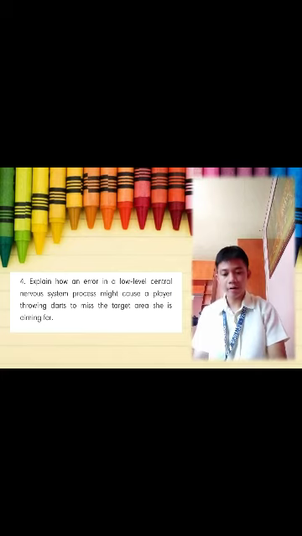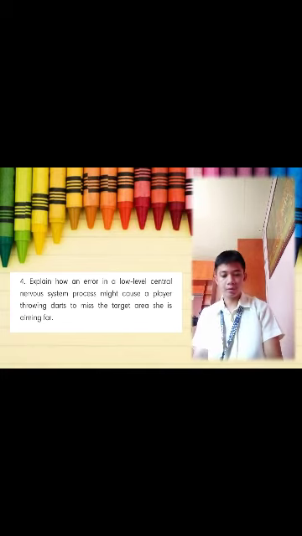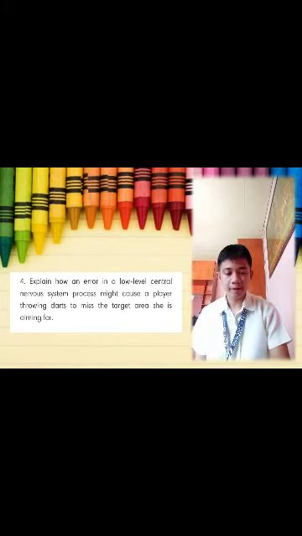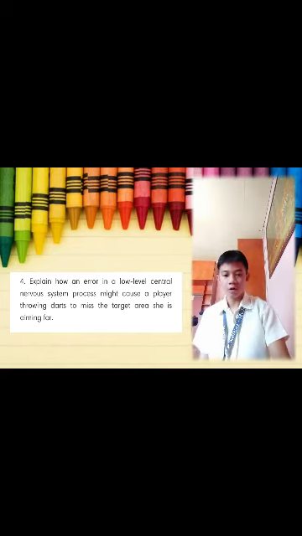Explain how error in a low central nervous system process might cause a player throwing darts to miss the target area she is aiming for. I think the problem here is the inconsistency in movement outcomes caused by the relatively noisy process in the central nervous system.